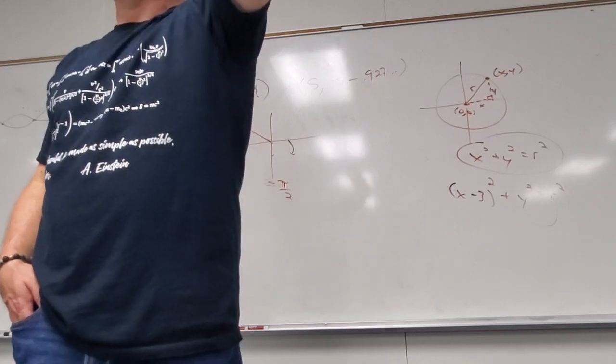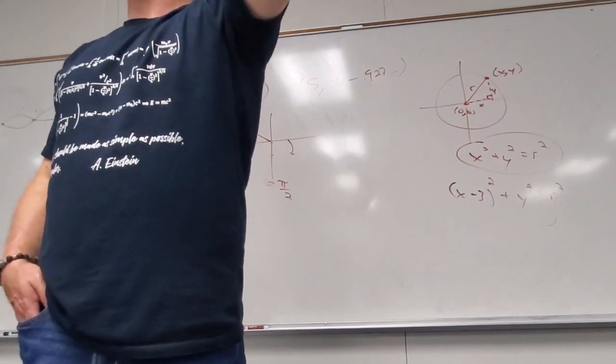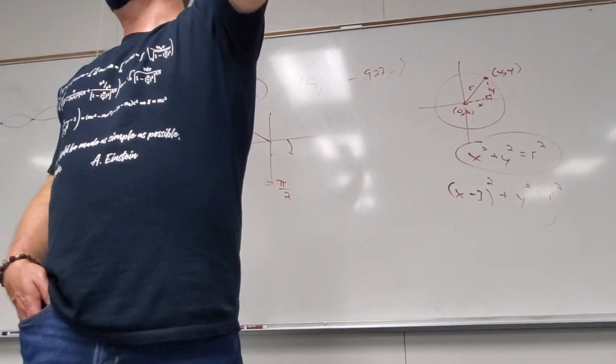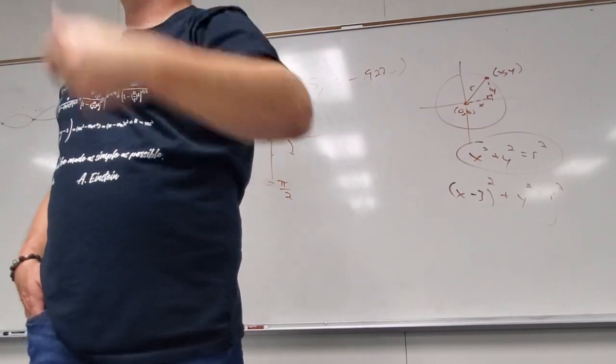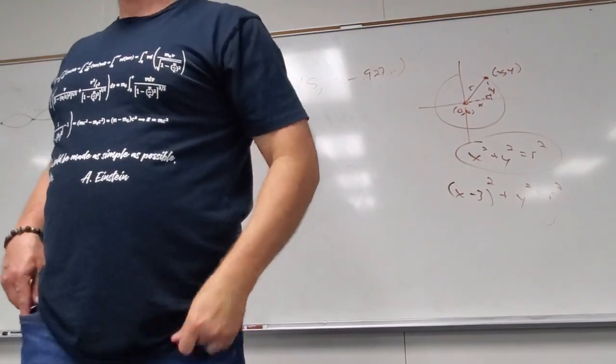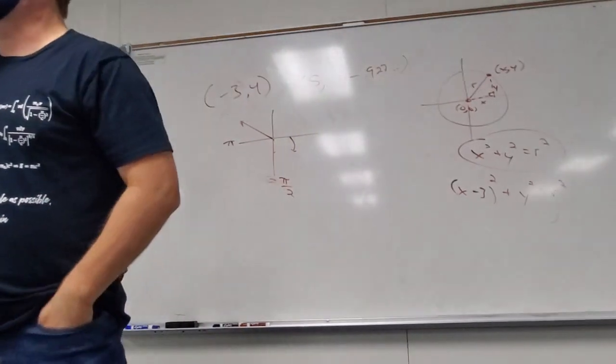So if you put negative 3 times cosine of pi over 4, that'll be negative 3 root 2 over 2. You can throw that in the calculator and see what that is. Yep. It should come out to be negative 2.1 roughly.